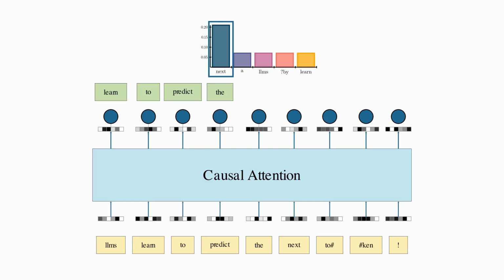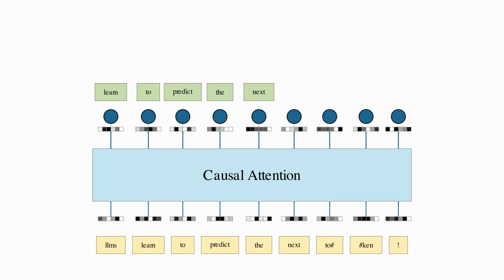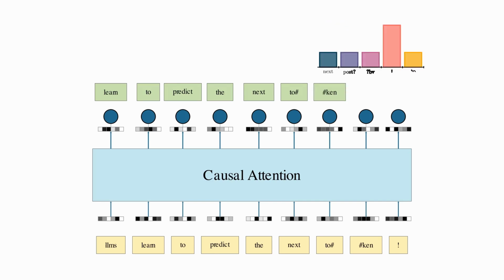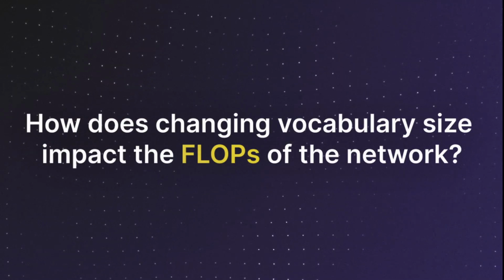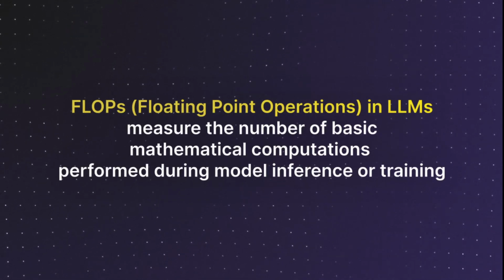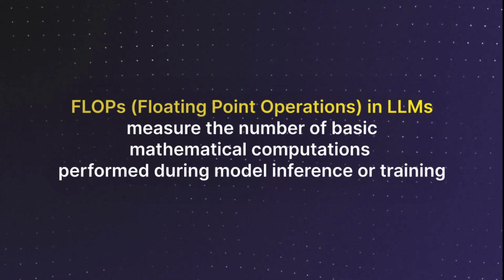So if the 14th index of the second token has a very high value like 0.9, the network is trying to say that the 14th index of the vocabulary has 90% probability to appear as the next word at the second index. So to understand the essence of this paper, let's dig a little bit deeper to see how changing the vocabulary size will impact the number of flops or floating point operations in the network. Remember, higher flops simply means that the transformer is burning more compute to get the job done.